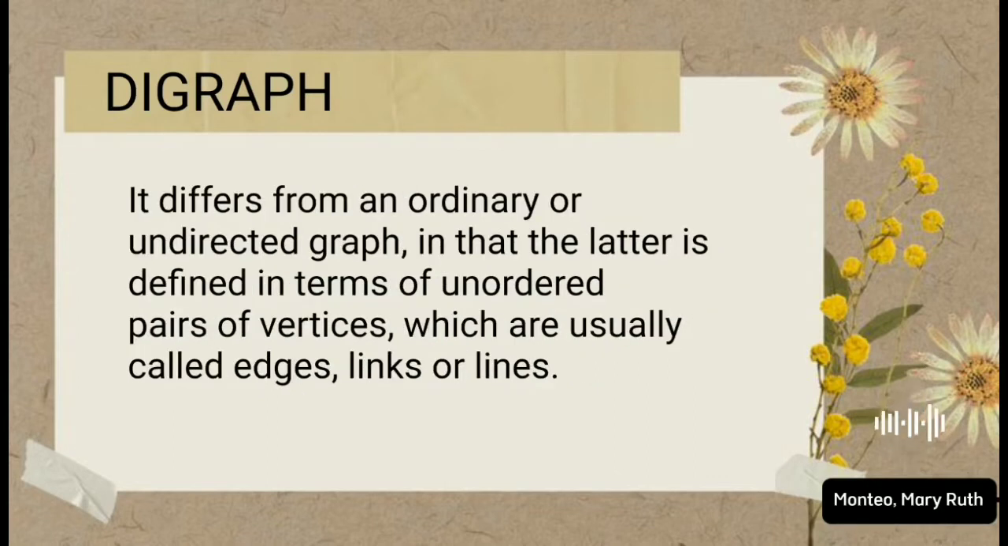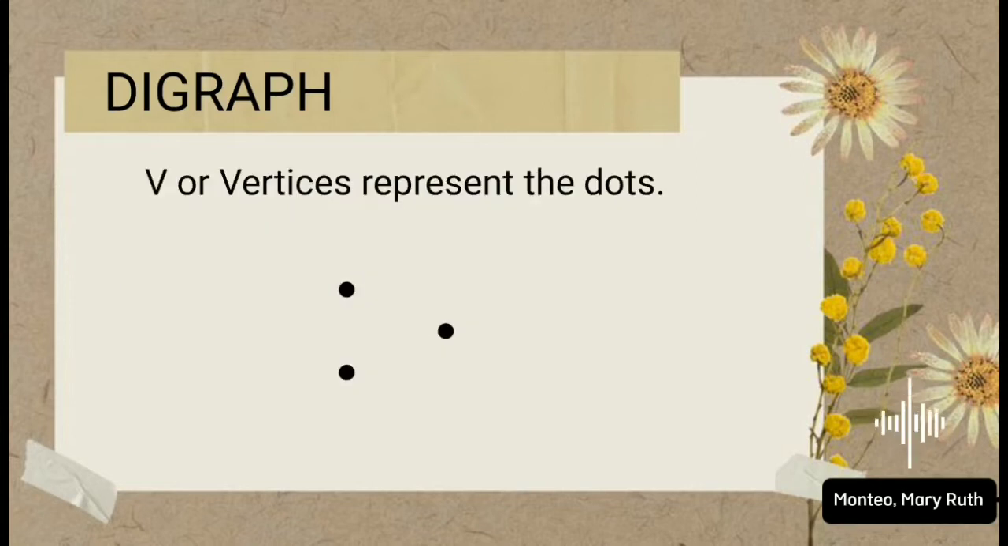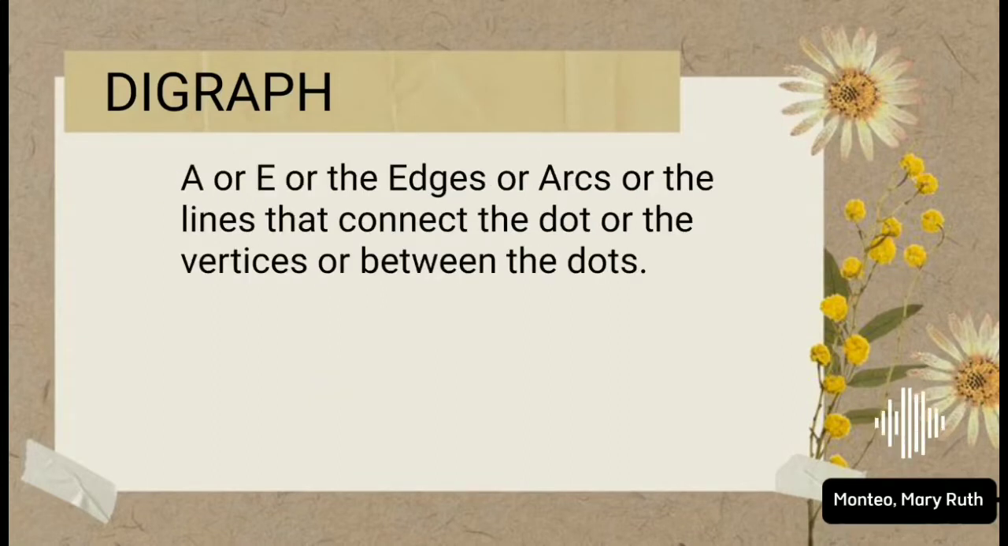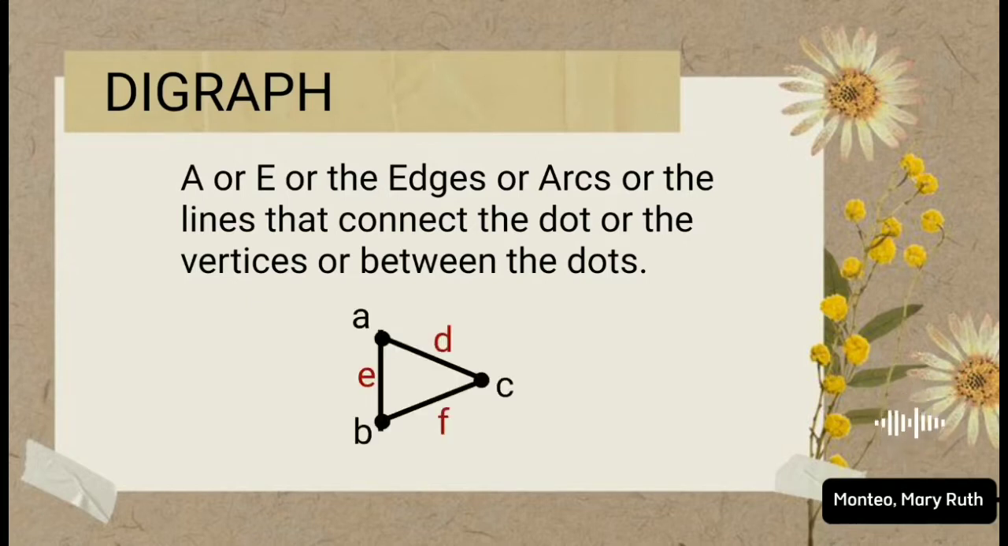It differs from an ordinary or undirected graph in that the latter is defined in terms of unordered pairs of vertices, which are usually called edges, links, or lines. V, or vertices, represent the dots. We can label them if we want, like dot A, B, C, and so on. And A or E, the edges or arcs, are the lines that connect the dots, or the vertices, between the dots. Here is an example of what edges look like. We can label them also edge D, E, F, and so on.